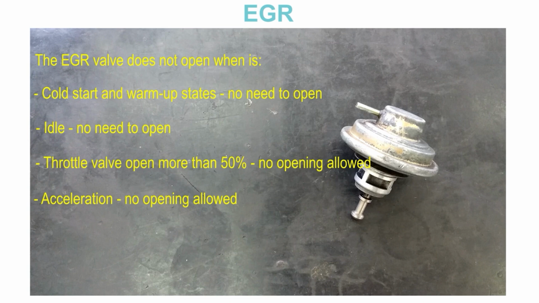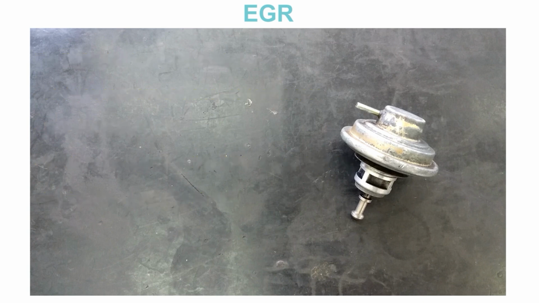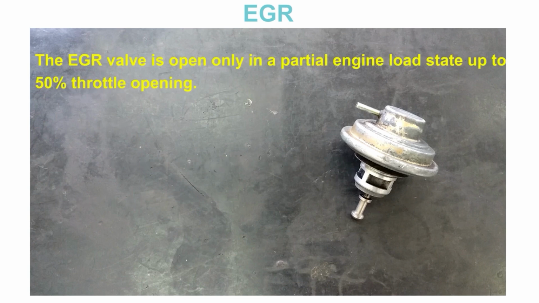If the EGR valve opens in any of the above cases, the number of revolutions and power drop adversely affect the engine operation. So, the EGR valve is open only in a partial engine load state up to 50% throttle opening. Then, in addition to lowering the concentration of nitrogen oxides, EGR reduces the possibility of auto-ignition of the mixture and simultaneously reduces fuel consumption. There are internal and external EGR.